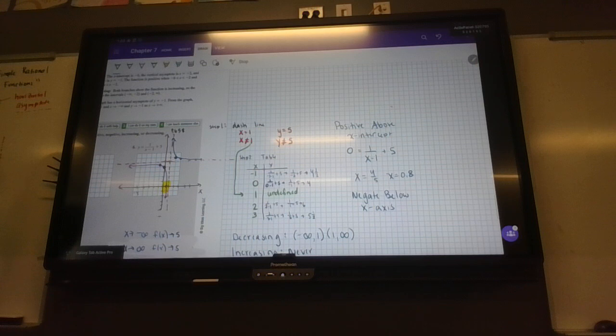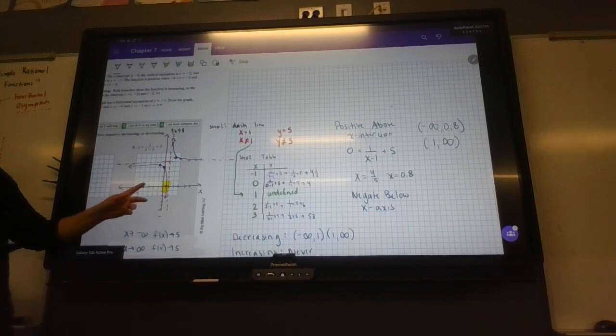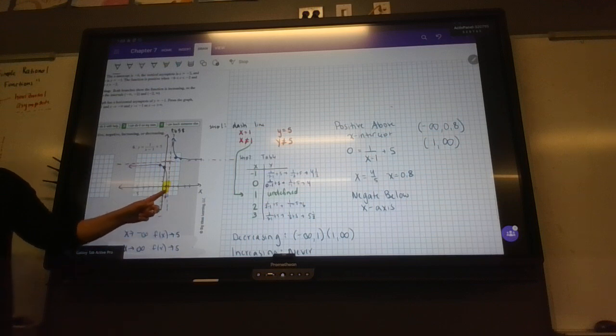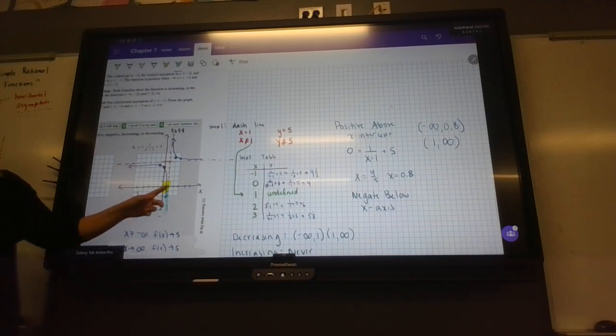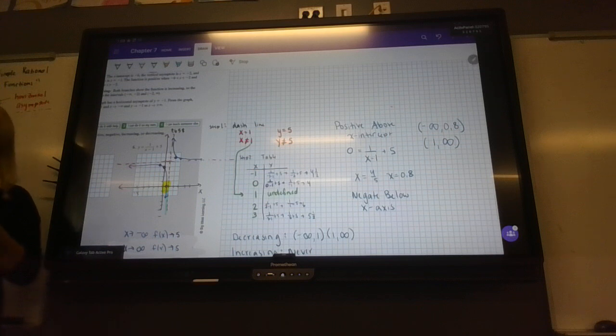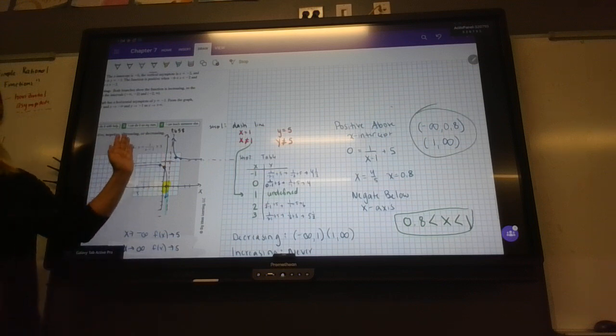So I'm going to say it's positive from negative infinity to 0.8, and also from 1 to infinity. It's really interesting, this sliver right here. Actually, I'll highlight it in blue. This tiny little area right here is the only place that the function is negative. So for negative, I would say it's negative between 0.8 and 1. And then it's positive on the left side of that and the right side of that.